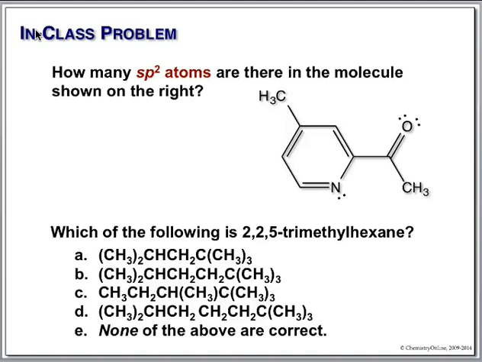So as we run around our ring here, we have 1, 2, 3, 4, 5, 6, 7, and 8 sp squared atoms. Anything with a double bond to it is going to be sp squared.